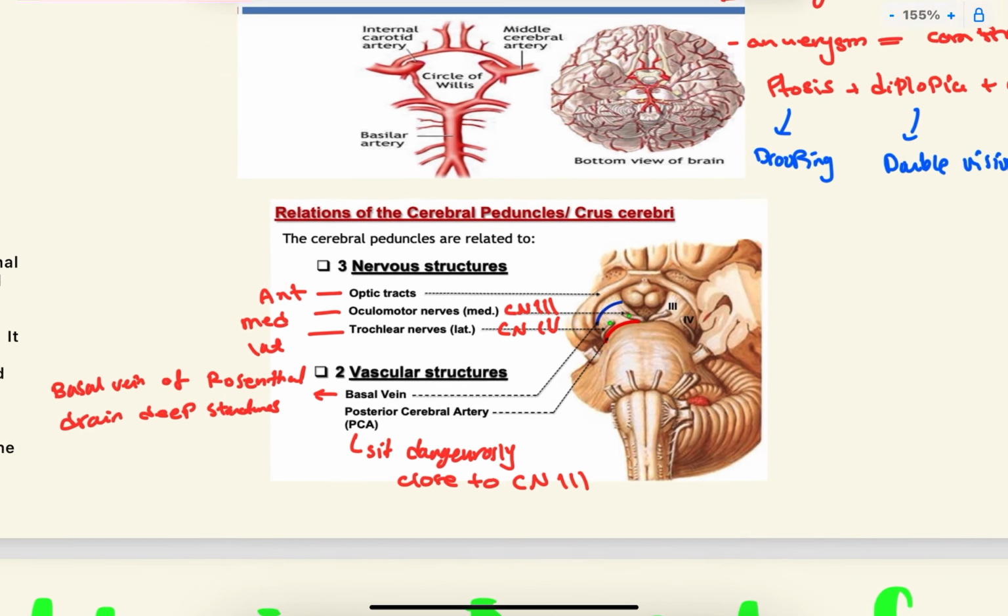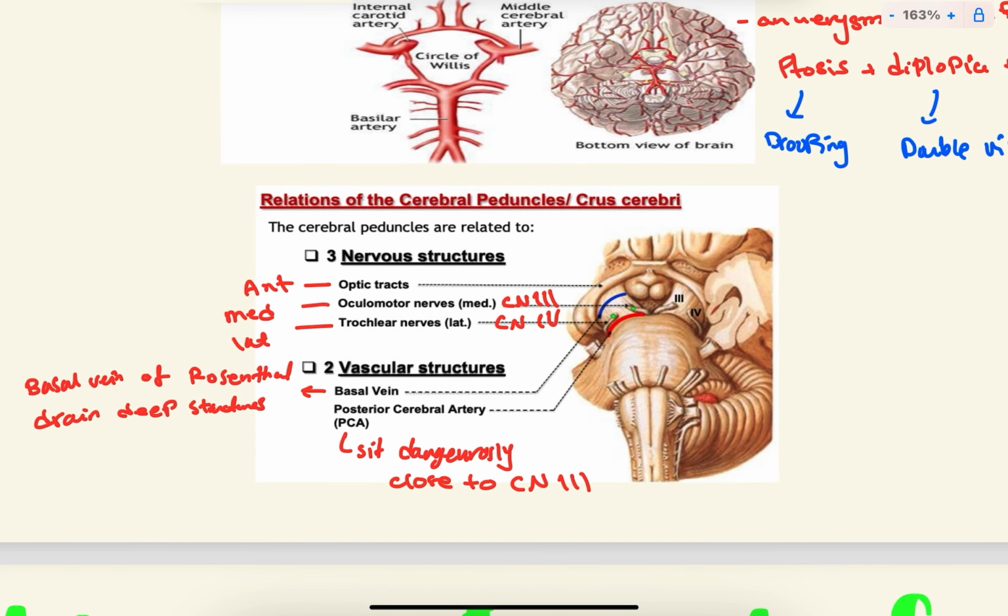Now, let's take a look here at the cerebellar peduncles. What is it related to? It's related to nervous structure and vascular structure. So here I have the optic tracts anteriorly, and then medially, what can I see? Oculomotor nerve, and laterally I can see the trochlear nerve. And the trochlear, you see it coming like this, lateral, because it exits from the back dorsally. It's the only nerve that goes dorsally.